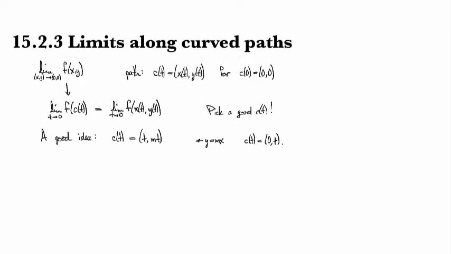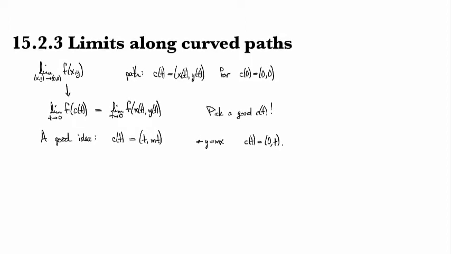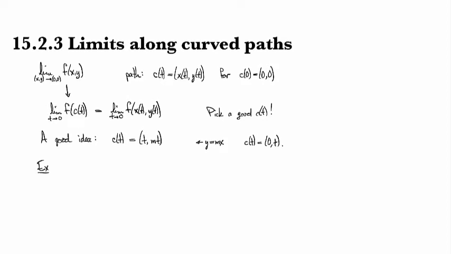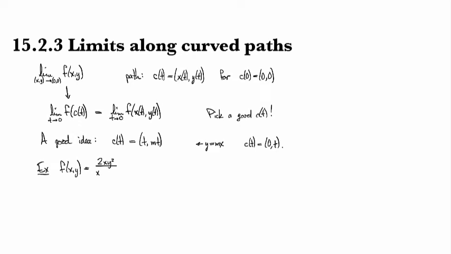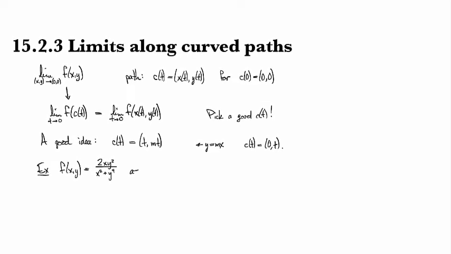However, not even this can always determine whether or not a limit exists. This is the strange craziness that comes up in higher dimensions. So let's look at an example. We'll take f to be the function 2xy squared over x squared plus y to the fourth. And as usual, we'll be looking at the origin.